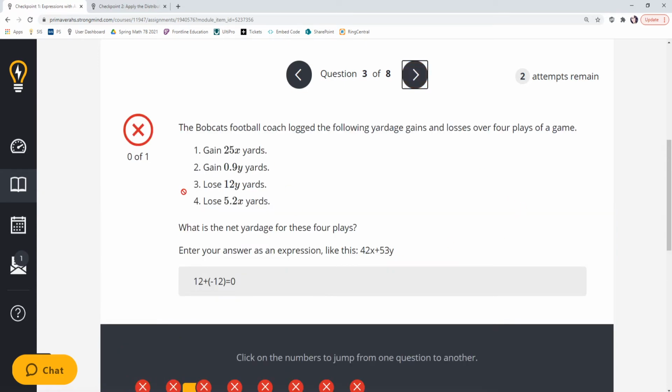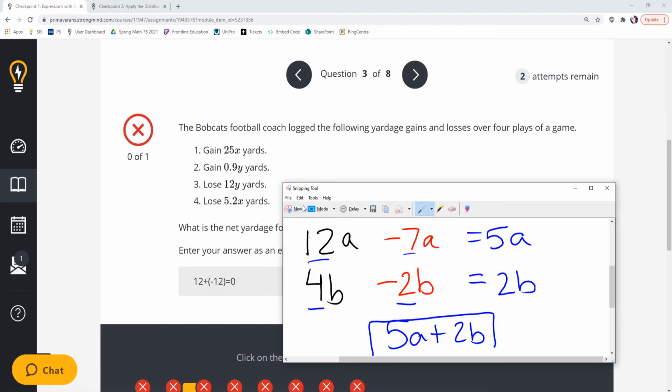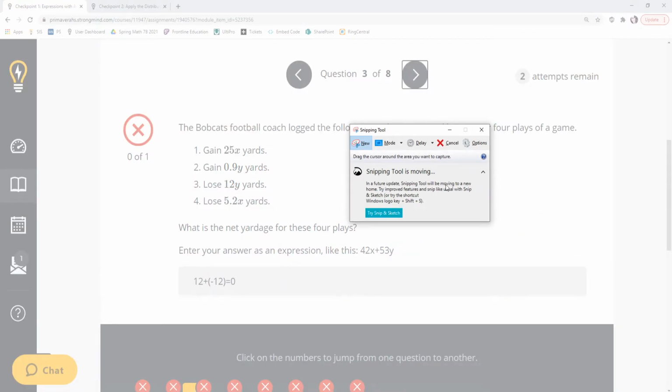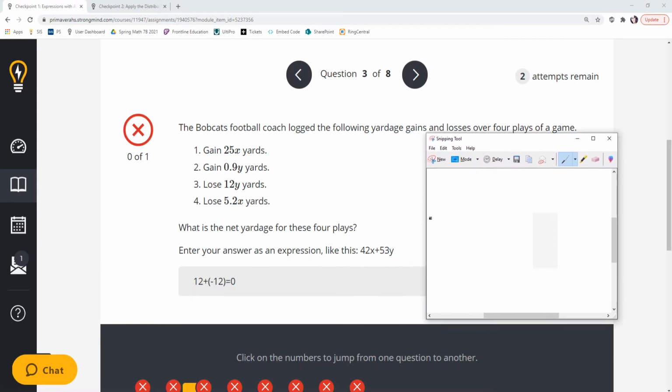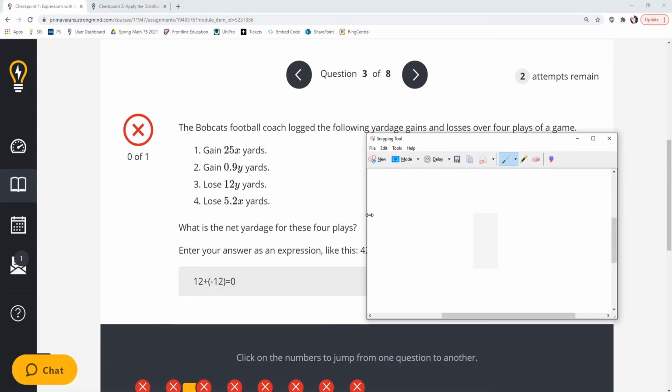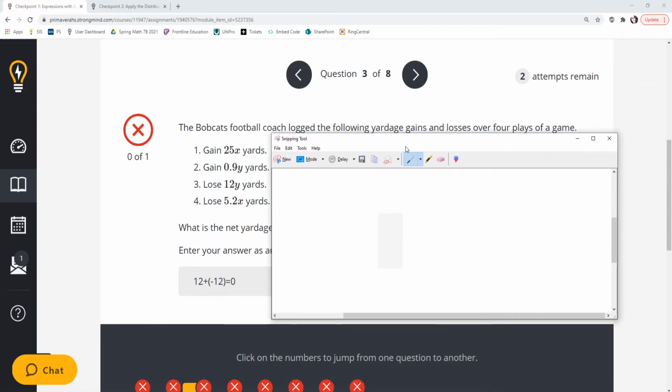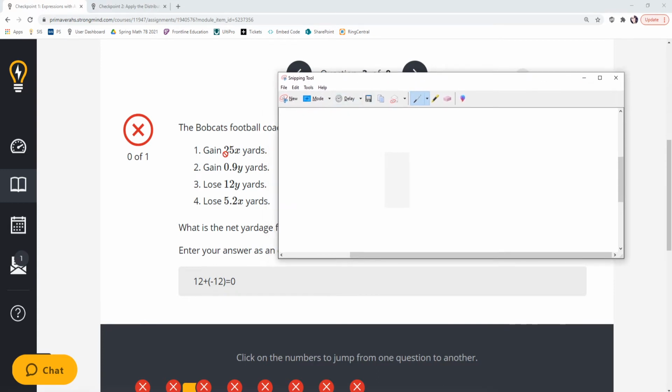All right, our next one says that a Bobcat football coach logged the following yardage gains and losses over 4 plays of a game. Okay. And then we want to know what is the net yardage of these 4 plays. So right here, we have whether they're gaining or they're losing yards. And what we need to do is determine whether a gain or a loss is positive or negative.